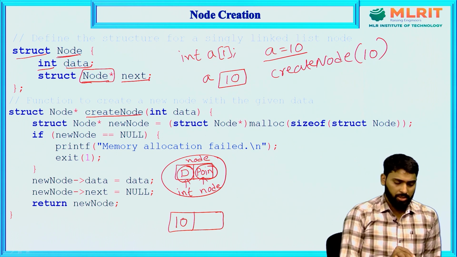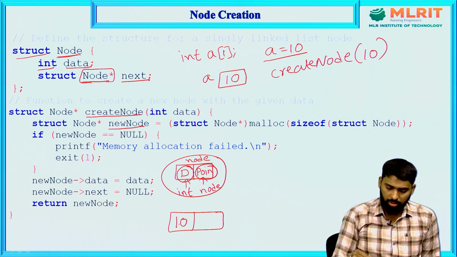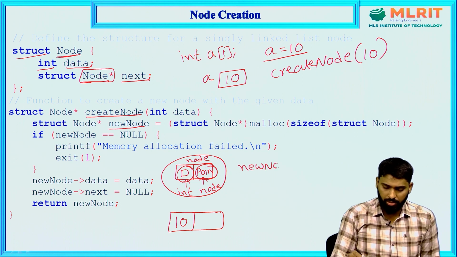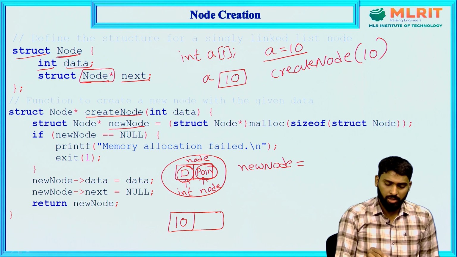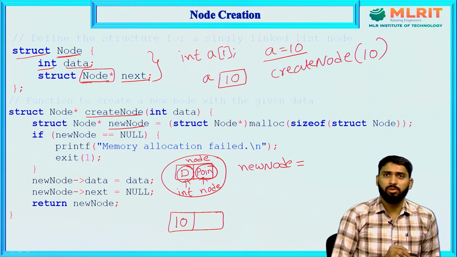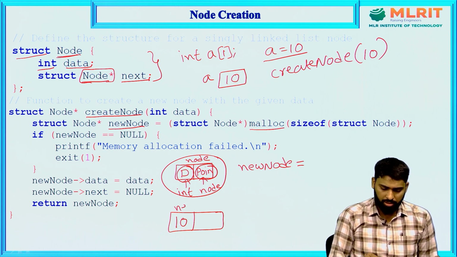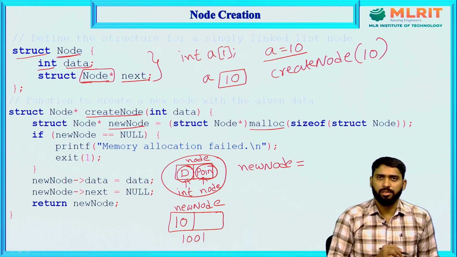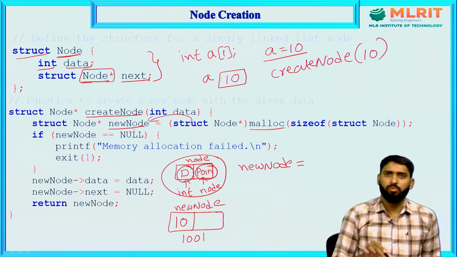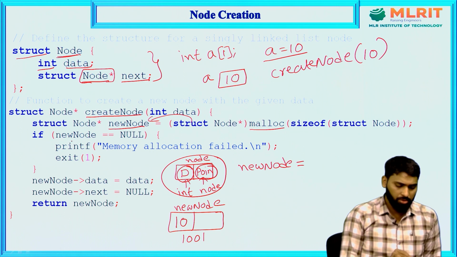So what happened? struct node, this is the new node. One new node is created: newNode equals (struct node *) malloc(sizeof(struct node)). Memory for this node, that much memory, is allocated using the malloc function. Now one node is created and this node's name is newNode. Okay, so now this node has some address. Let us assume 1001 is the address. So what is the new node's address? 1001. Now newNode equals 1001.